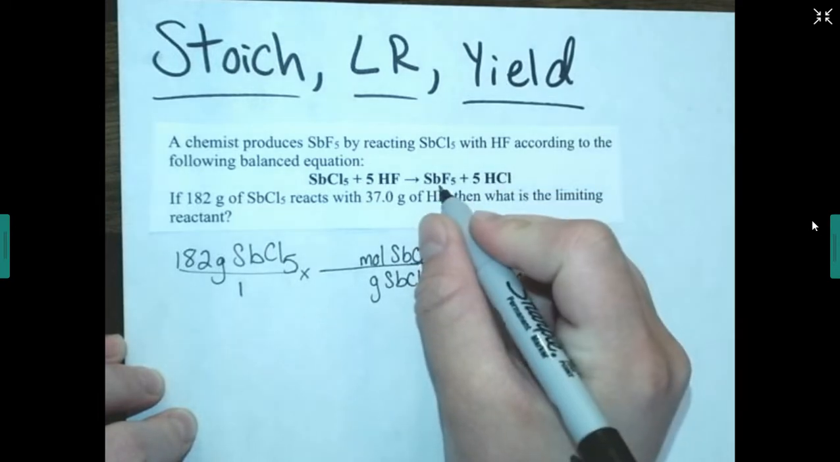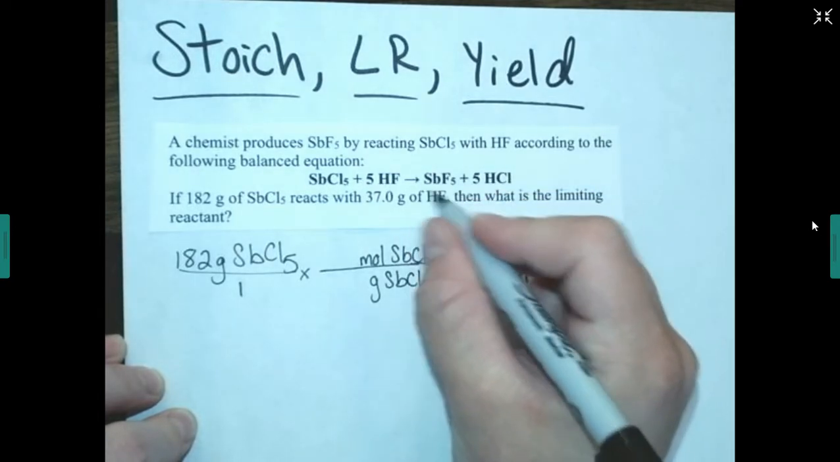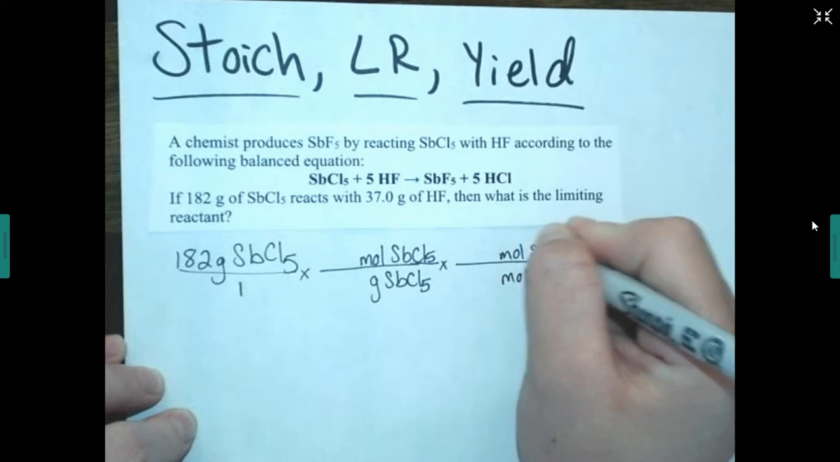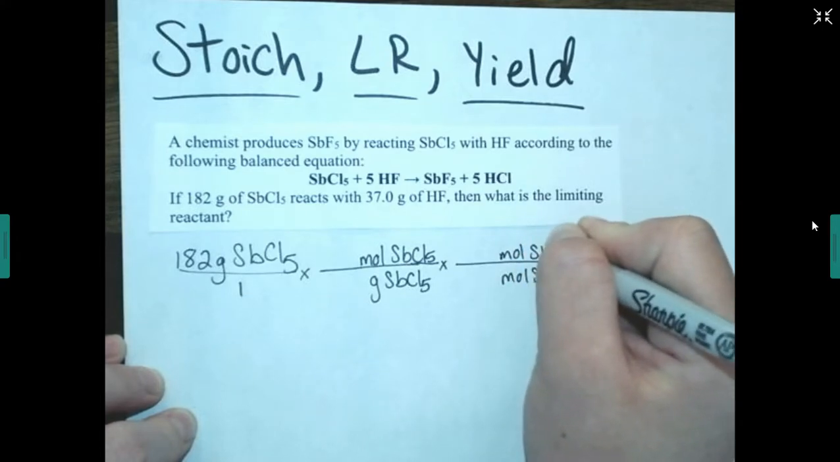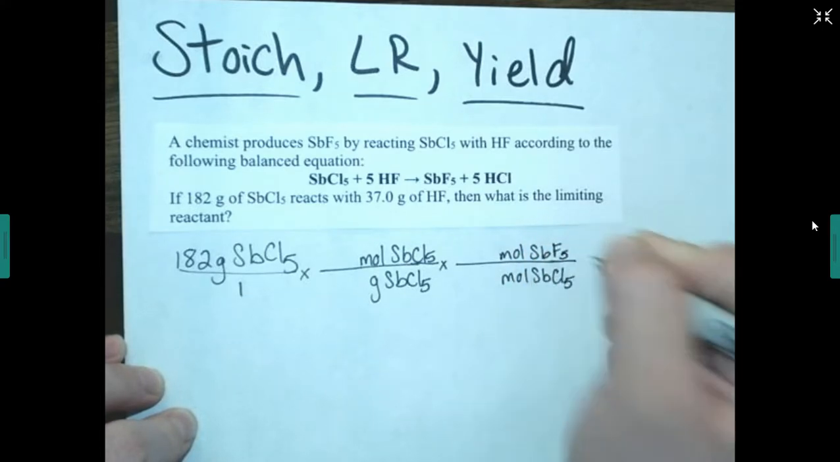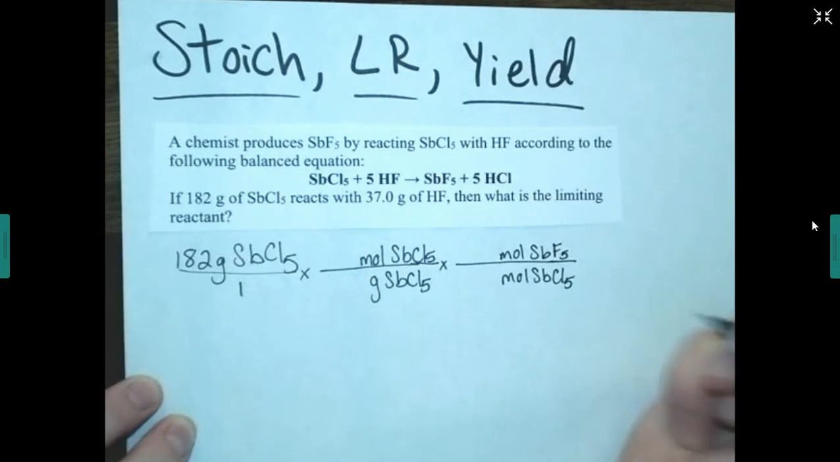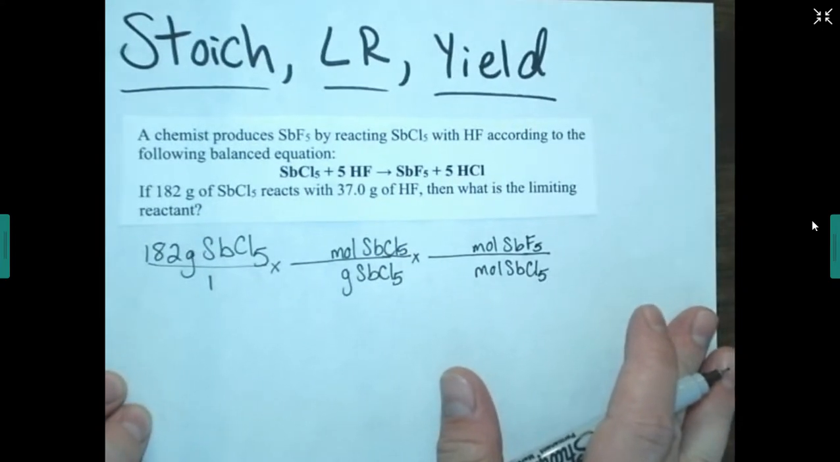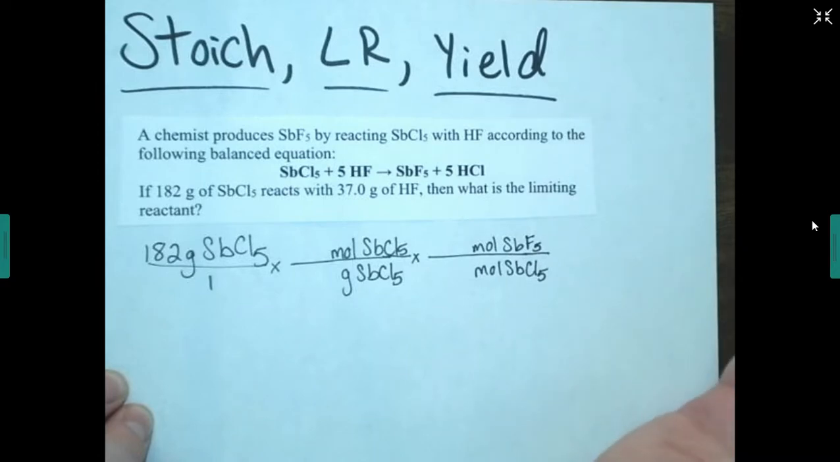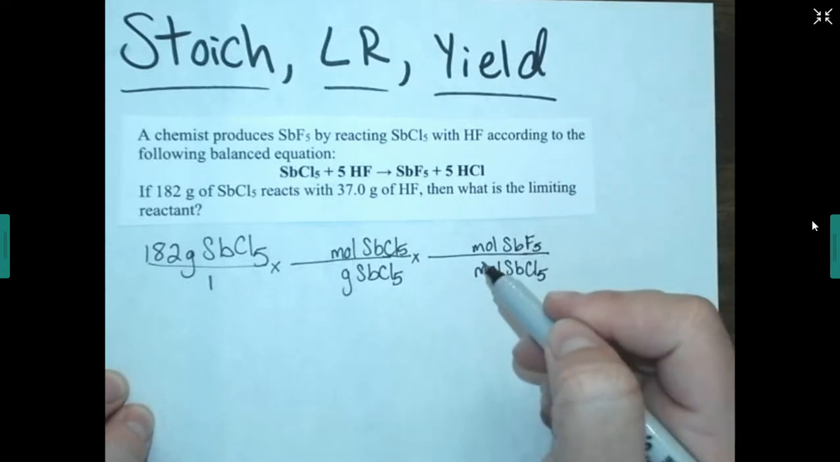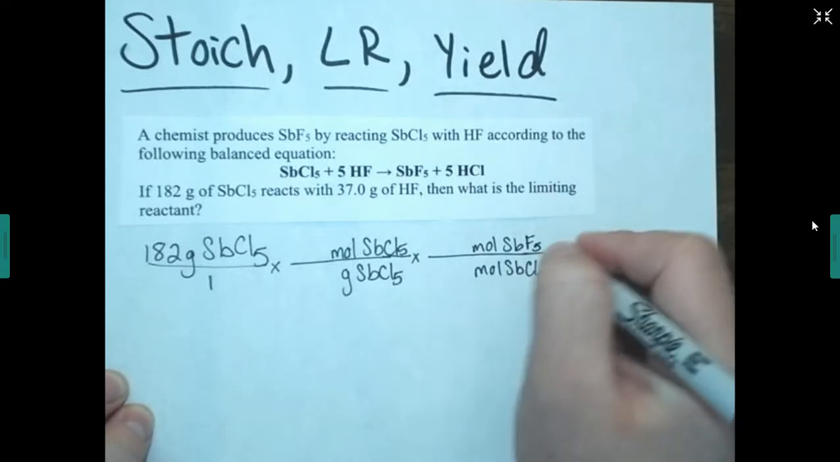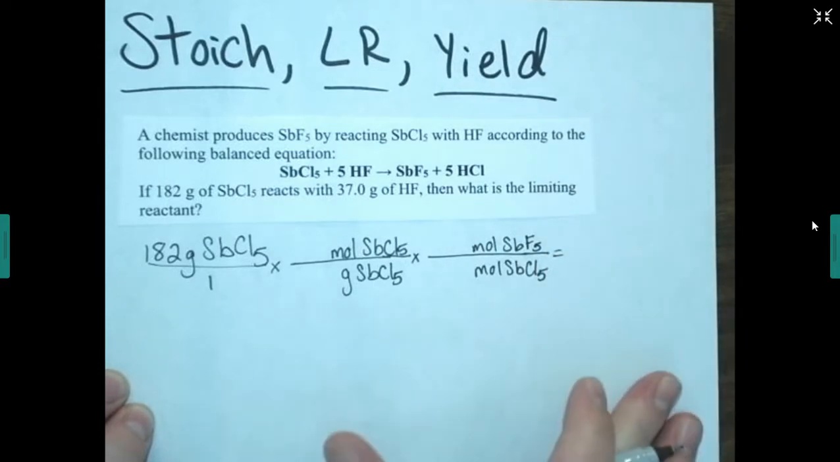And again, we got to go to one of these products. And I said, let's go to this first one, because it doesn't matter which one you do. But later on, I'm going to ask you about SbF5. Okay. And now that I'm at moles SbF5, if I'm just looking for limiting reactant, I can just stop there at moles. I don't necessarily have to go to grams. So we can just stop there at moles.